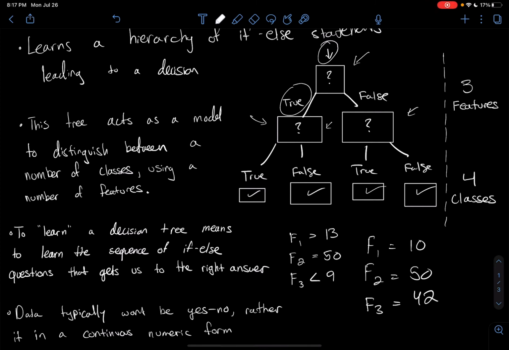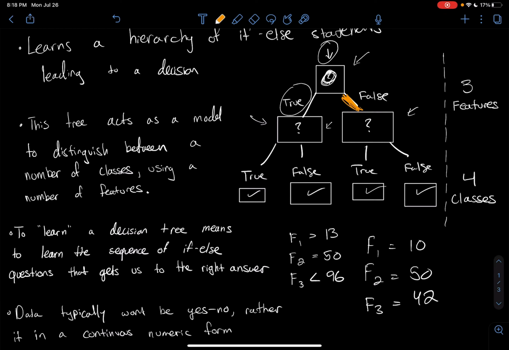Say the last one was, is feature 3 less than 96? If we were to take that, the first one is, is feature 1 greater than 13? We're over here asking that. Well, we see our value is equal to 10, so it's actually less than 13. That means we go along the false route. So now we're in this box.